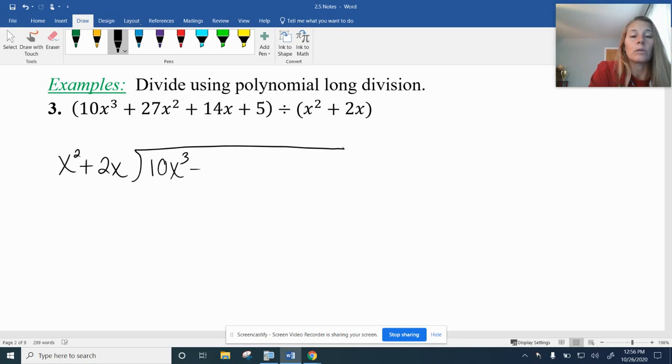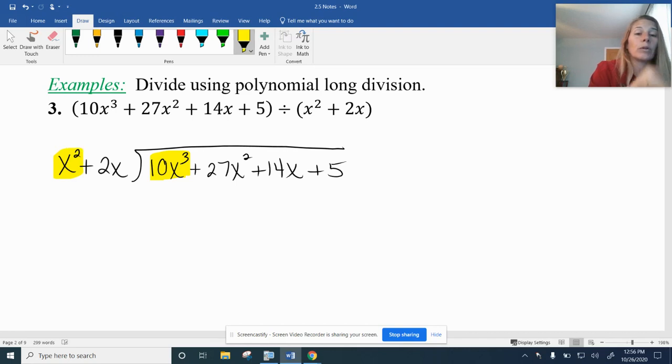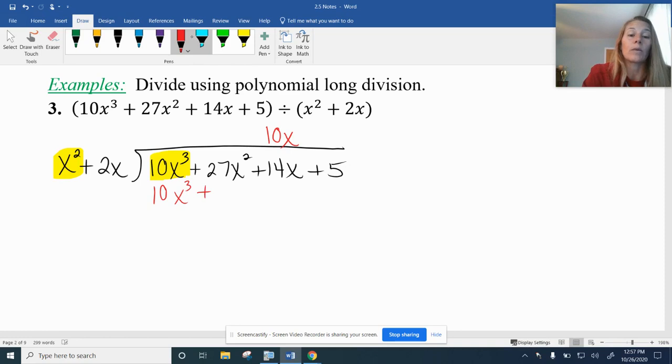Now I have 10x cubed plus 27x squared plus 14x plus 5. And again, we're going to start by looking at the lead terms of both of our polynomials here. So what would I have to multiply x squared by to get 10x cubed? And that would be 10x. And I'm going to line it up in my quotient on top of my other like terms there. Now I'm going to multiply it to the divisor. So 10x times x squared gives me this 10x cubed that I need. And 10x times 2x is 20x squared.